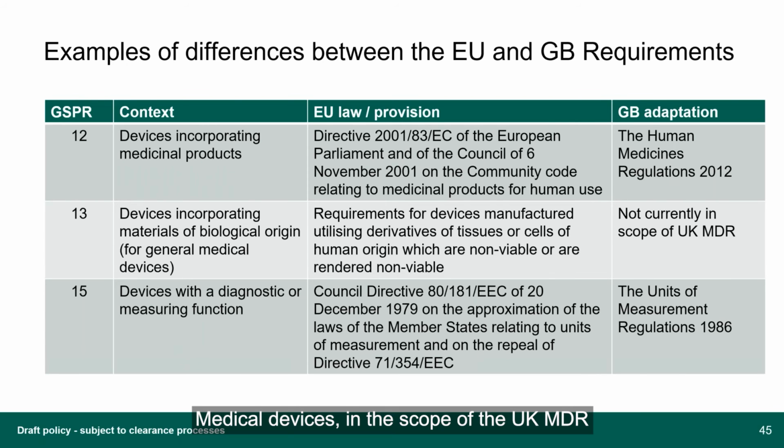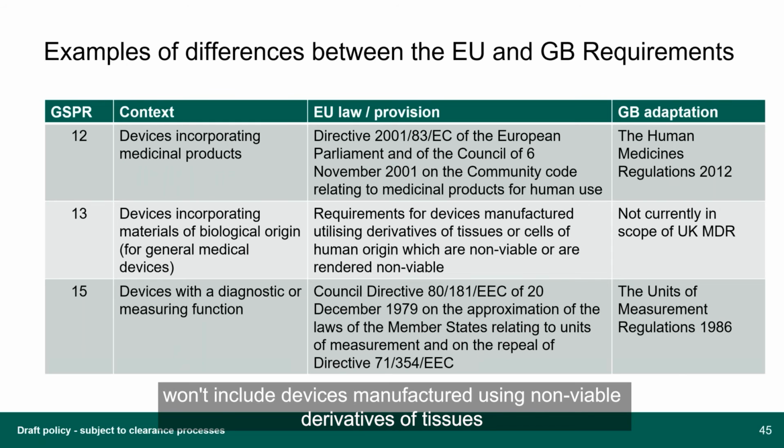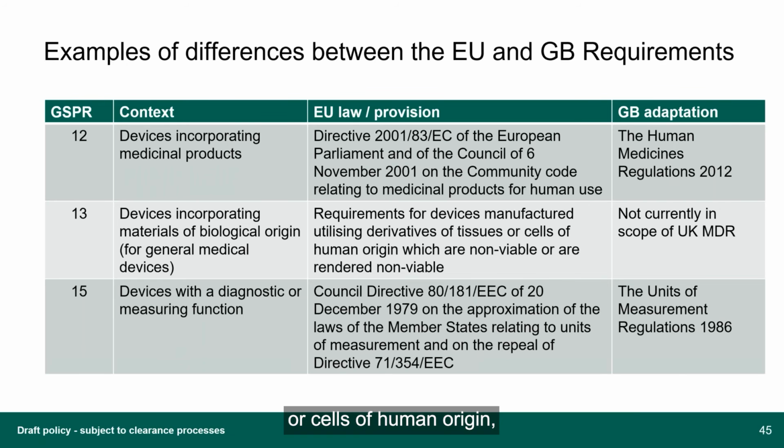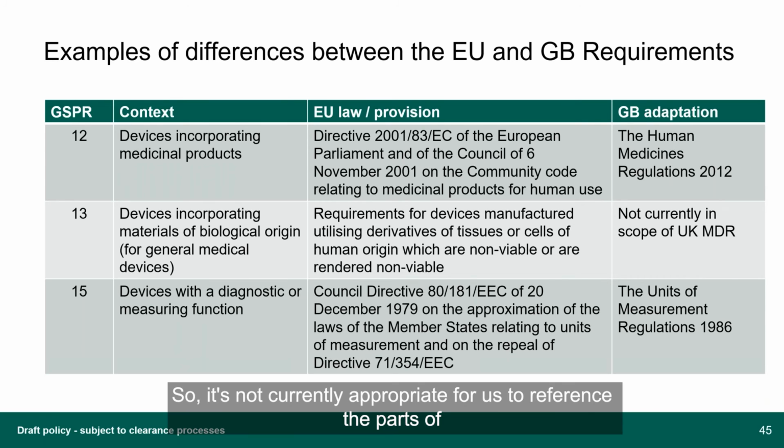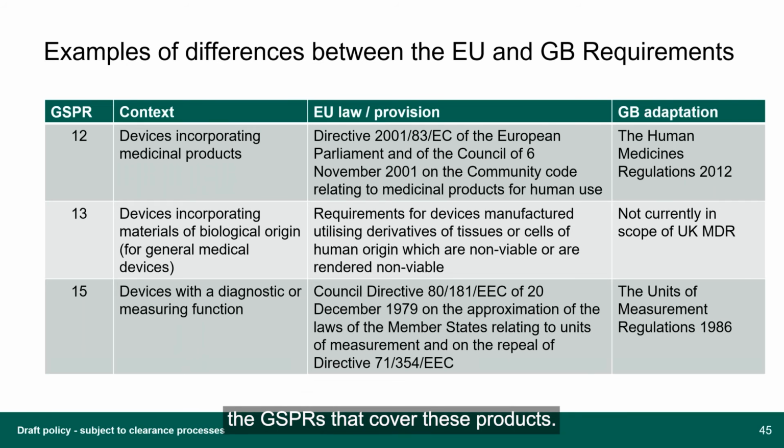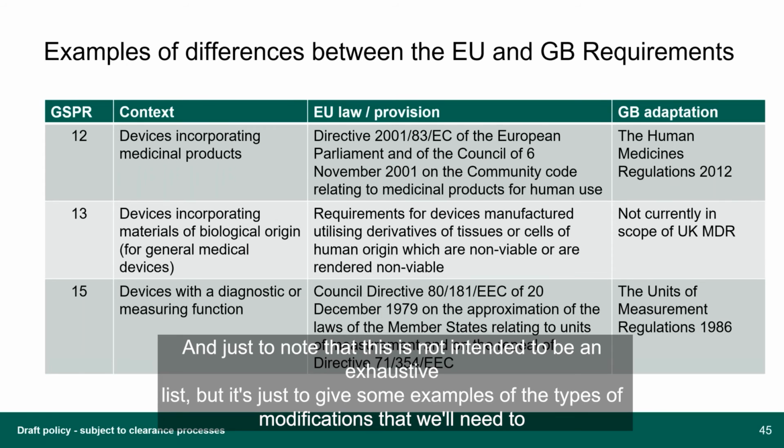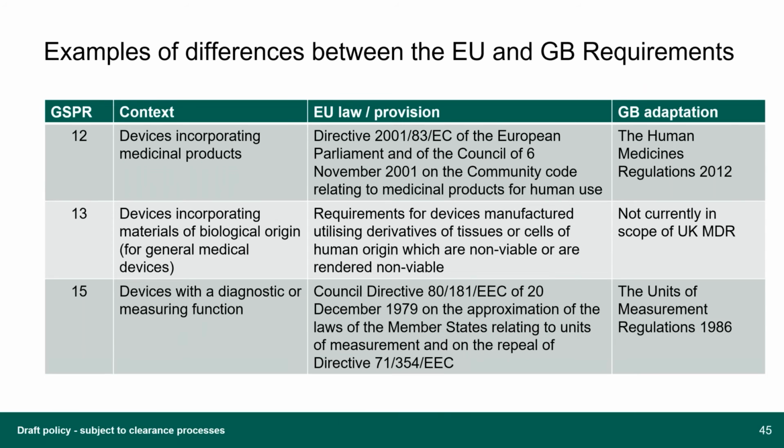And for medical devices, the scope of the UK MDR won't include devices manufactured using non-viable derivatives of tissues or cells of human origin. So this will be different to the EU MDR. So it's not currently appropriate for us to reference the parts of the GSPRs that cover these products. And just to note that this is not intended to be an exhaustive list, but it's just to give some examples of the types of modifications that we'll need to make.